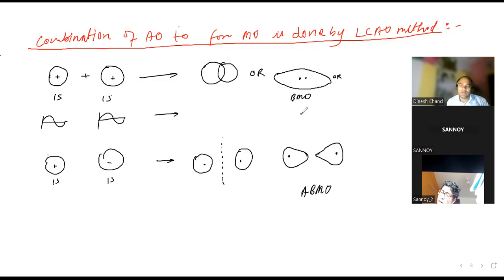So it is going to form the sigma bond, represented by sigma 1s. And how many total electrons are there? So sigma 1s2. And here the anti-bonding is represented by sigma star 1s2. Okay, is it okay? Yes, sir.